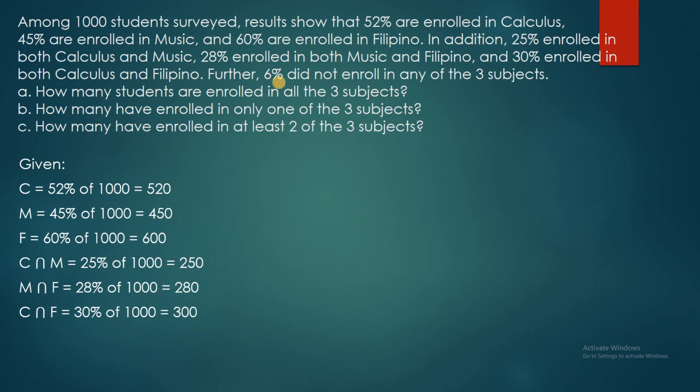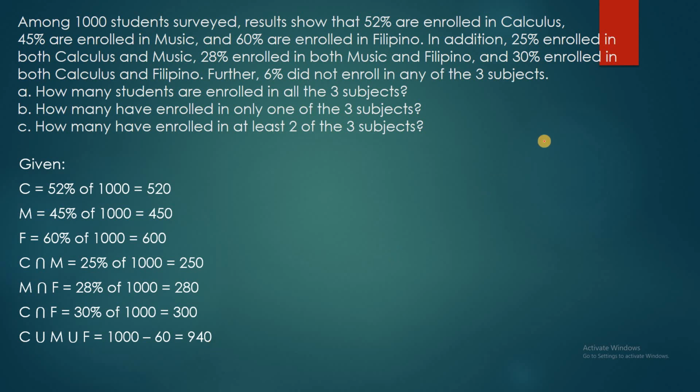And finally, we have 6% who did not enroll in any of the three subjects. Now, the 6% of 1,000 is 60, so meaning if we less 60 from 1,000, there should be 940. And that 940 is now the union of the set of C, M, and F. So the union now of set C, M, and F is 940.